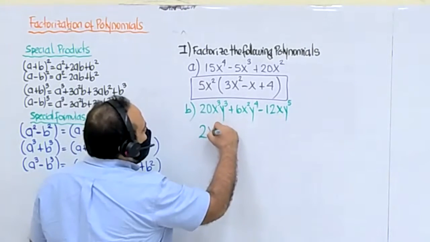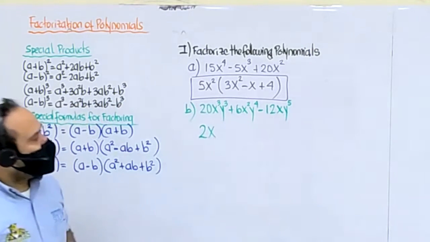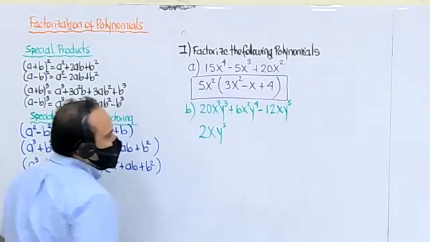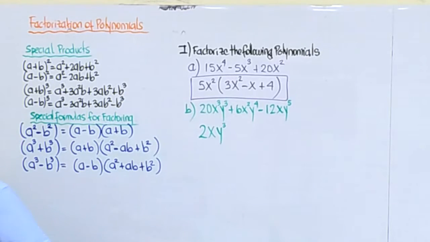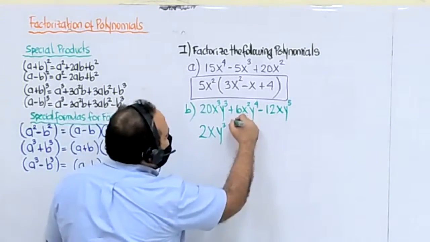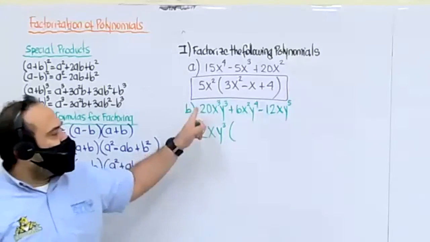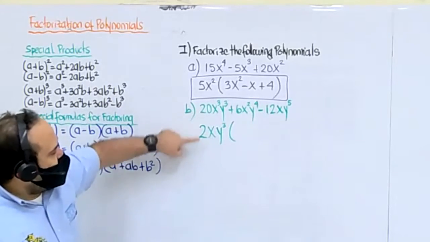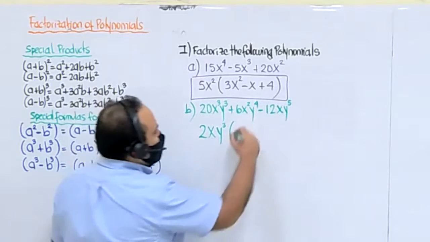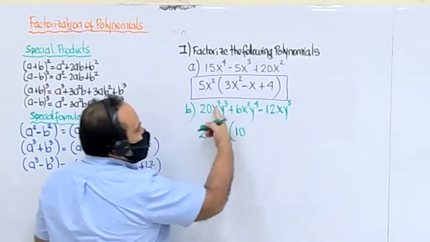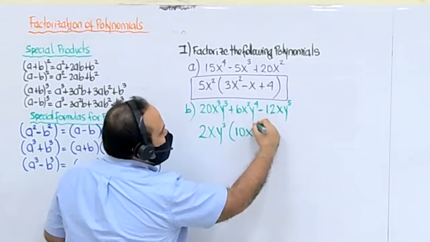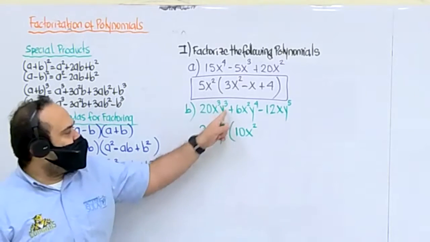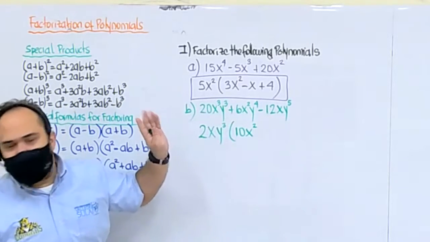And how about the letter Y? Y to the third power. Okay, now what I'm going to do is open parentheses and divide every term by the common factor. 20 divided by 2 will be 10, right? 10 times X squared, and the letter Y disappears because y cubed cancels, right?